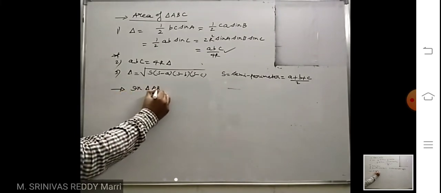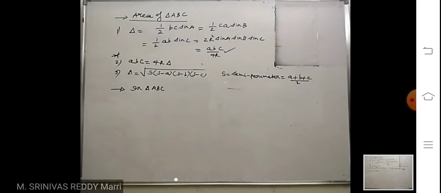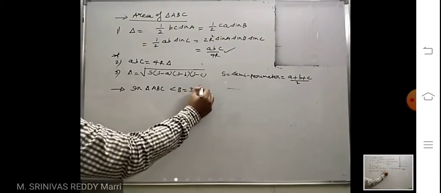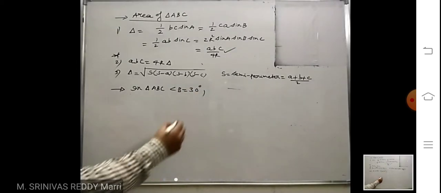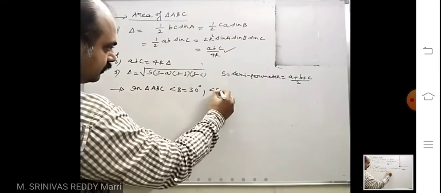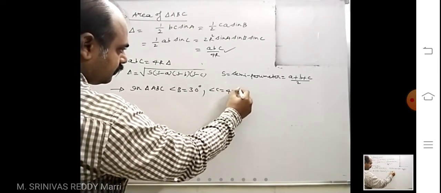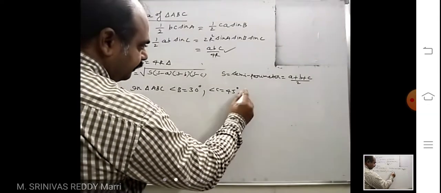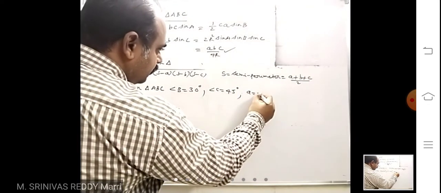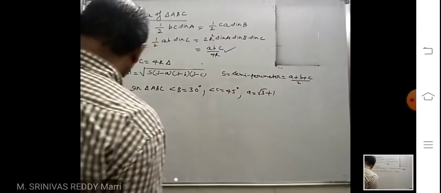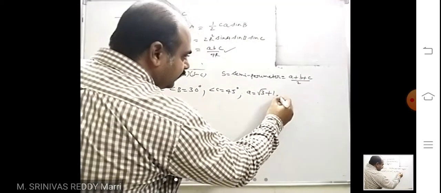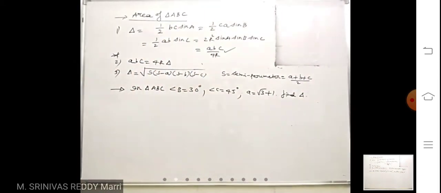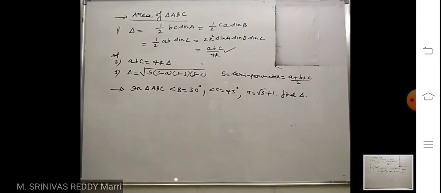In triangle ABC, angle B equals 30 degrees, angle C equals 45 degrees, and a equals root 3 plus 1. Find delta, the area of the triangle. You have to calculate it. Right? So look at this information.